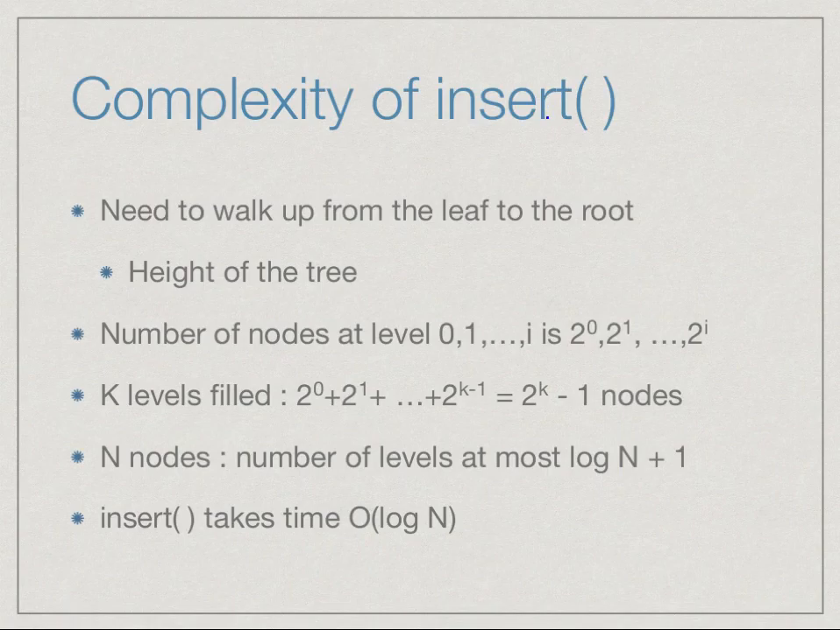So you can actually measure it by saying that the number of nodes at level i is 2 to the i. Initially we have one node, 2 to the 0. Then at the first level we have two nodes, 2 to the 1. The second level we have four nodes, 2 to the 2, and so on. So if we do it this way, then when k levels are filled, we will have 2 to the k minus 1 nodes. And therefore, turning this around, if we have n nodes, then the number of levels must be log n. So insert walks up a path. The path is equal to the height of the tree. The height of the tree is order log n. So insert takes time order log n.